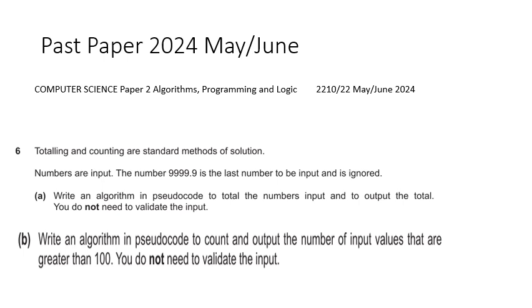First part. Write an algorithm in pseudocode to total the numbers input and output the total. You do not need to validate the input. So for the first part, you need to write pseudocode where the user will enter the numbers. It will total all the numbers. When the user inputs 9999.9, it will stop, like that.